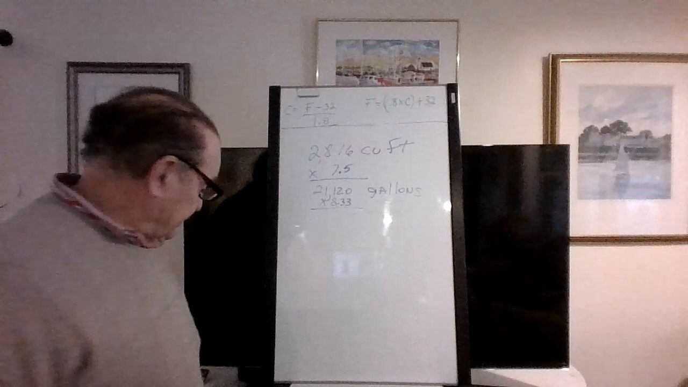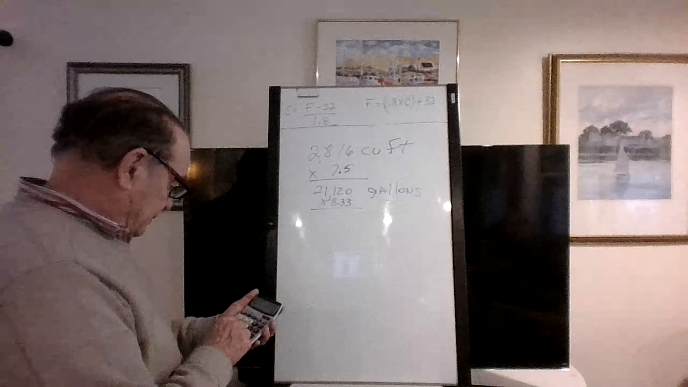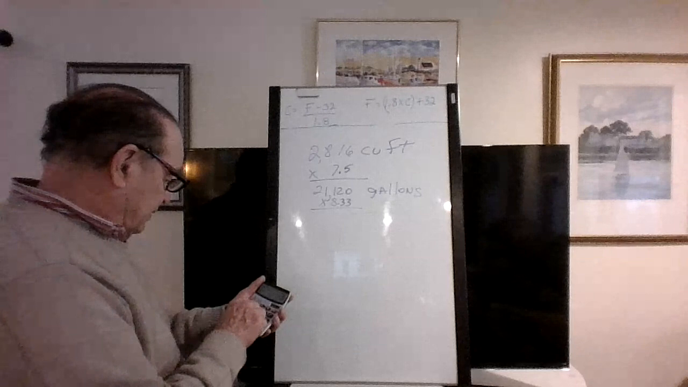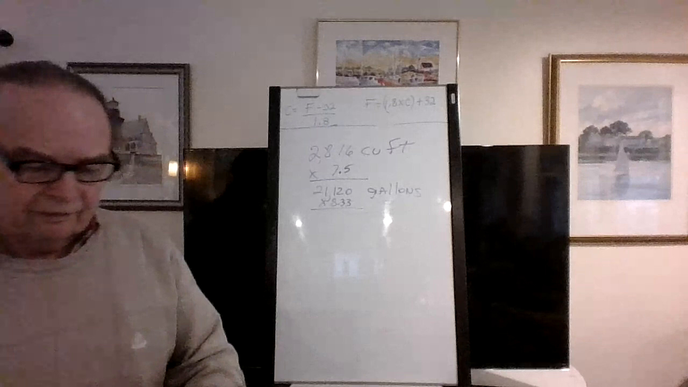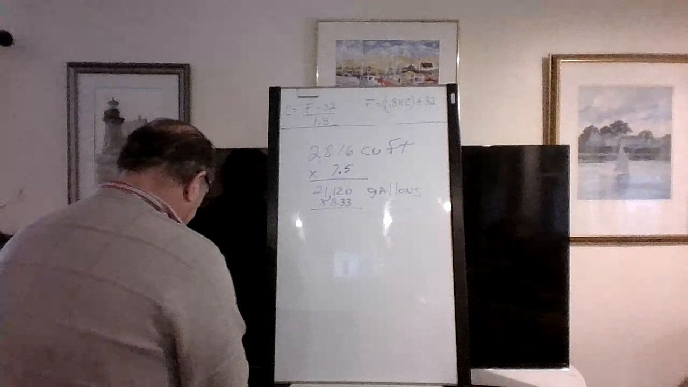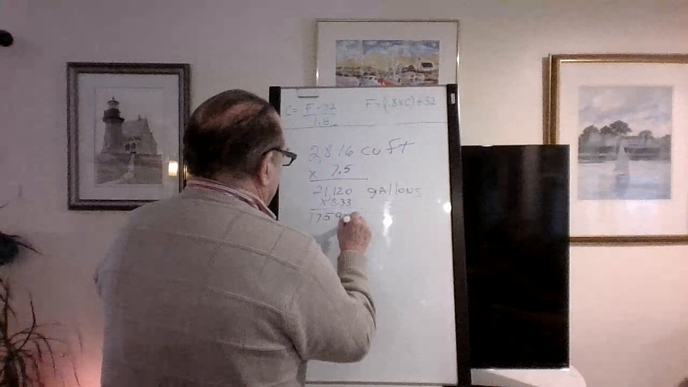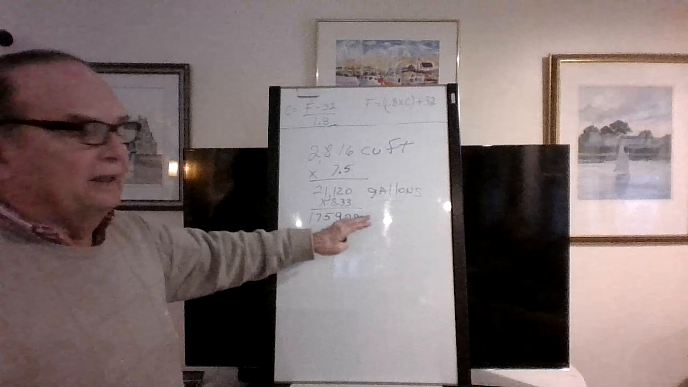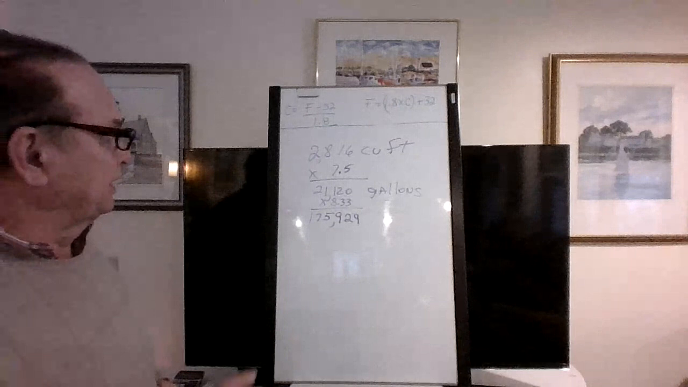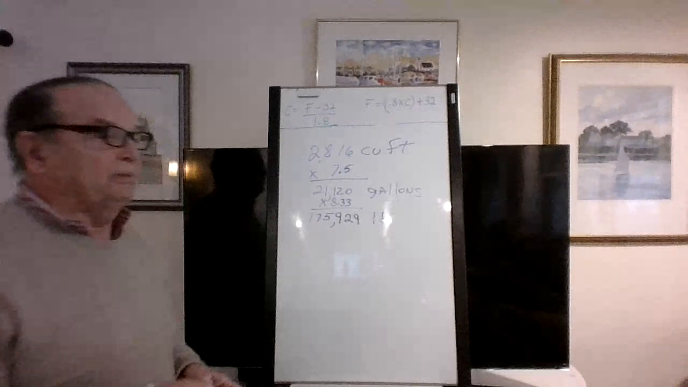All right, let's see what this is going to be. So we got 21,120 times 8.33 equals 175,929. I think there was a little bit of a part of a gallon. Don't worry about it. On a test, I'm sure that if you're within like 10 gallons, you'll be fine. Okay, so this here, pounds. Obviously, this is extremely heavy. But in the basement, not a big deal. Okay, but that's how much it would weigh.